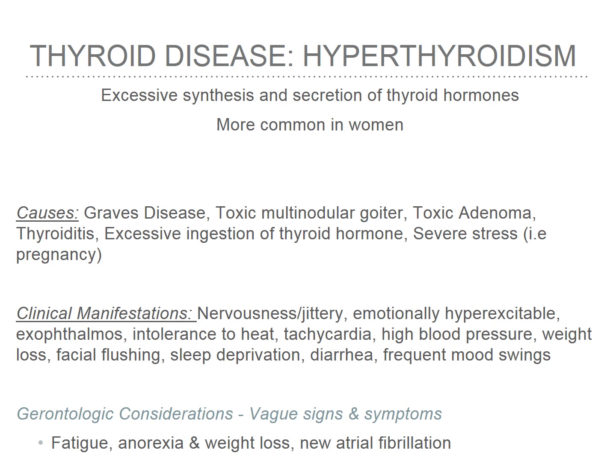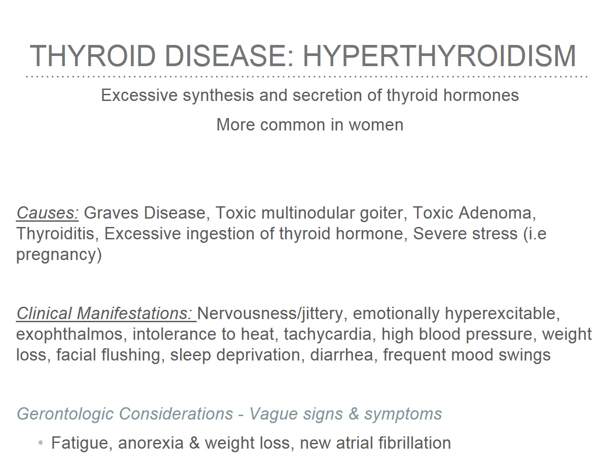Toxic multinodular goiter is another cause. That means there are nodules on the thyroid. So an enlarged thyroid has nodules, and the nodules are producing excessive secretion of the thyroid hormones. Okay. Toxic adenoma. That would be if you had something like a tumor on your thyroid gland that was causing an increased release of thyroid hormones. Thyroiditis is inflammation. Sometimes if you get a viral infection or viral inflammation of the thyroid, then that will cause you to produce more thyroid hormones. And excessive ingestion of thyroid hormone, so that's your levothyroxine.